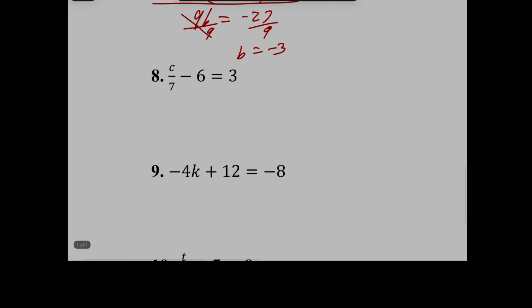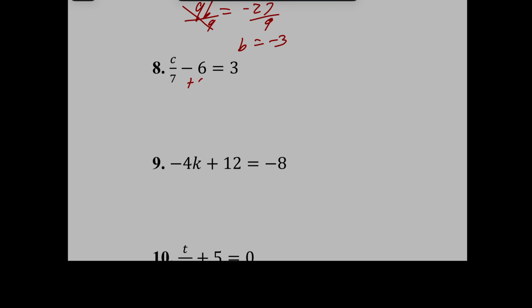Okay, let's keep going on here to 8. I'm going to add 6 to both sides. Notice that I have a process each time. C over 7 equals 9. I'm going to multiply each side by a 7.